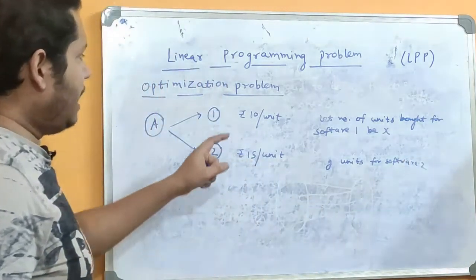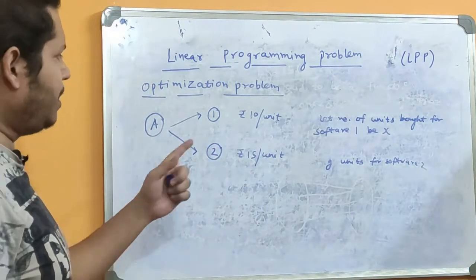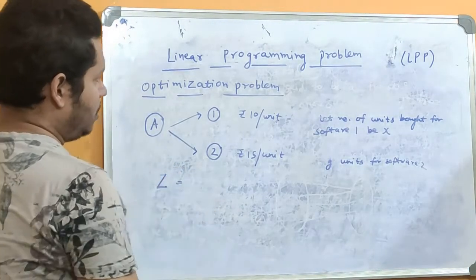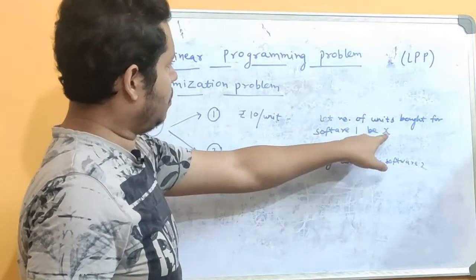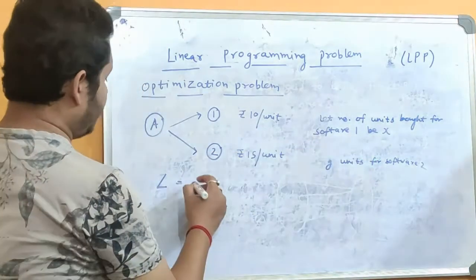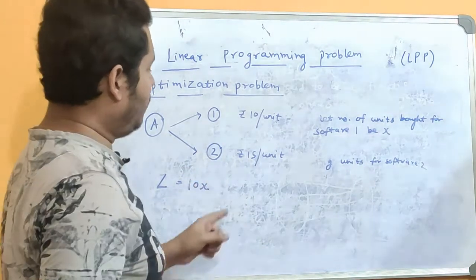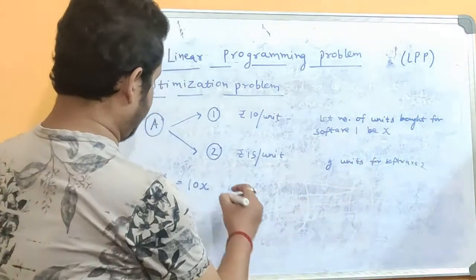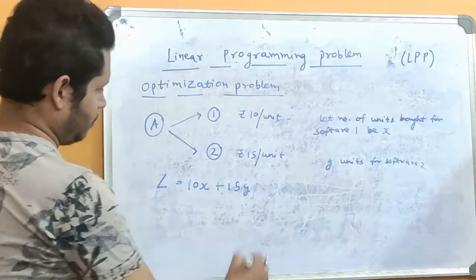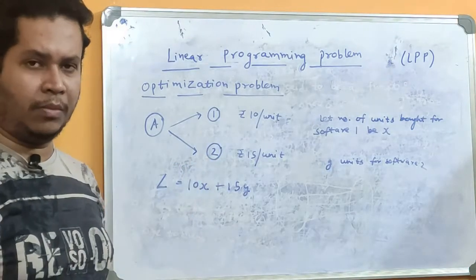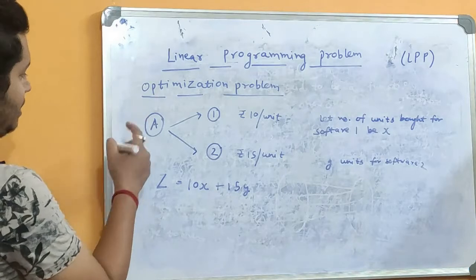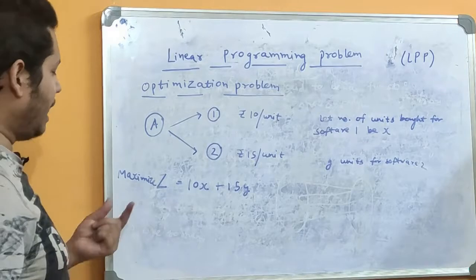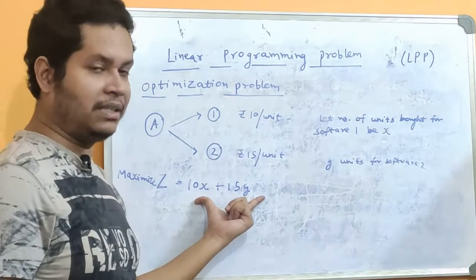Then if we see the profit now, what should be the total profit in that case? Let me denote it by a different variable, let's say Z. The profit on the first one is 10, so if there are X such units, the profit should be 10X. And for the second software, the profit on each unit is 15, and if he is buying Y units, it should be a total of 15Y. This is the total profit that this person wants to maximize. So mathematically we can represent this maximum profit in this way.